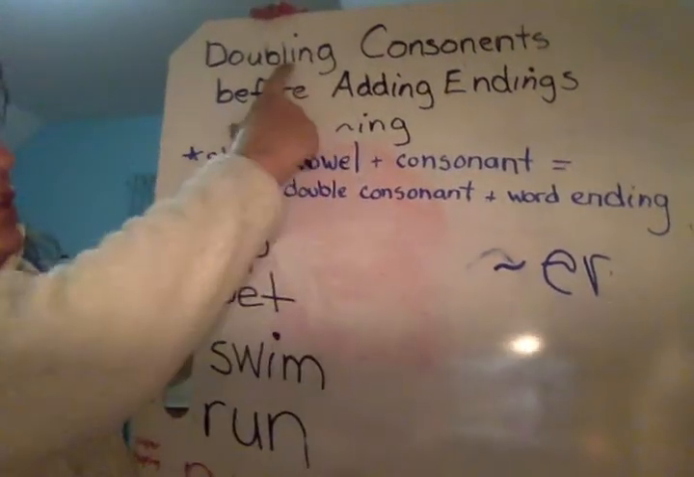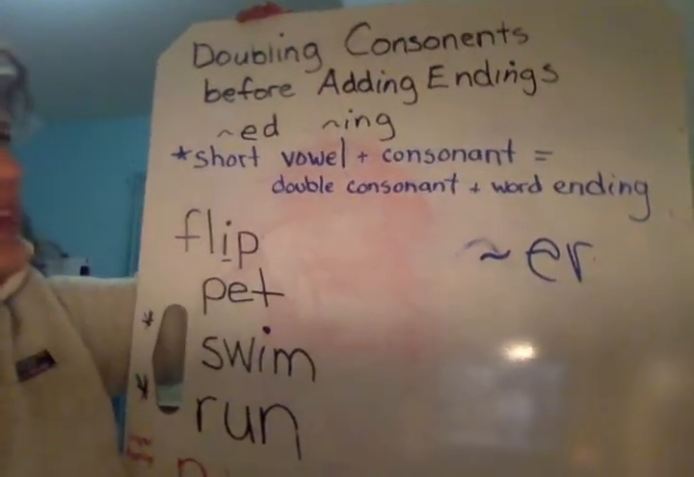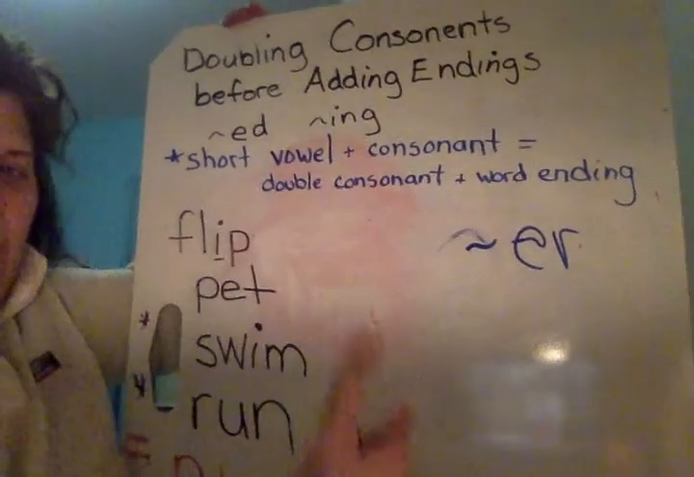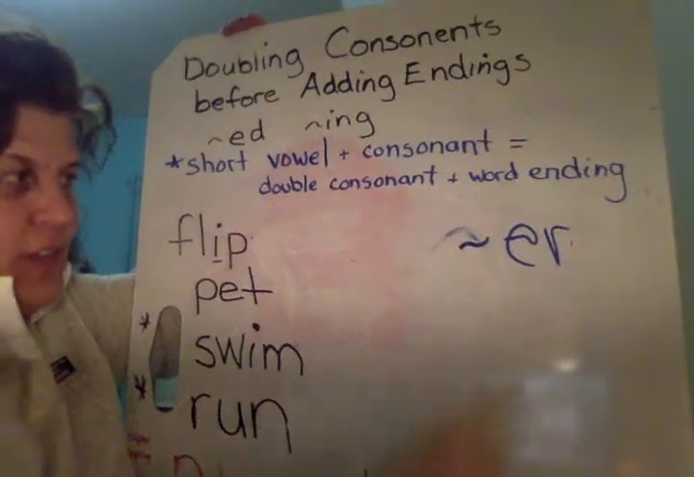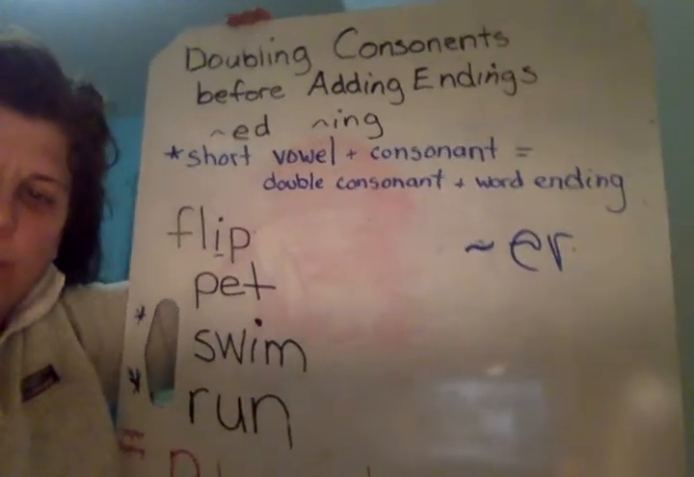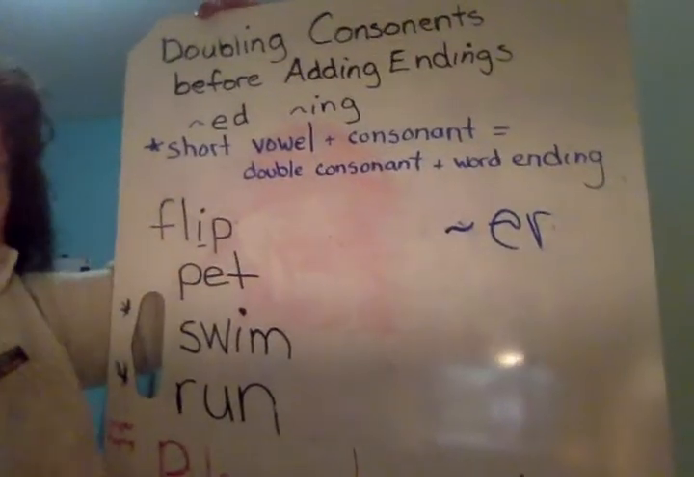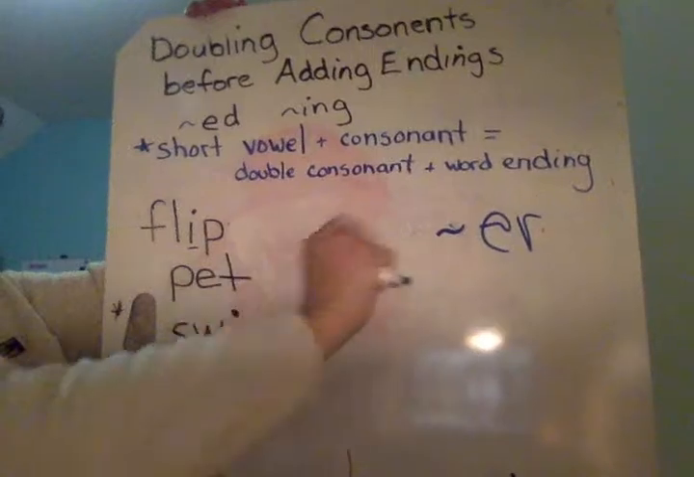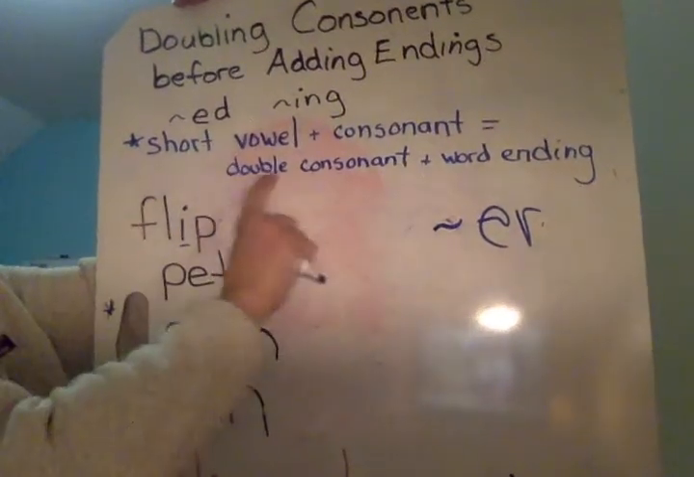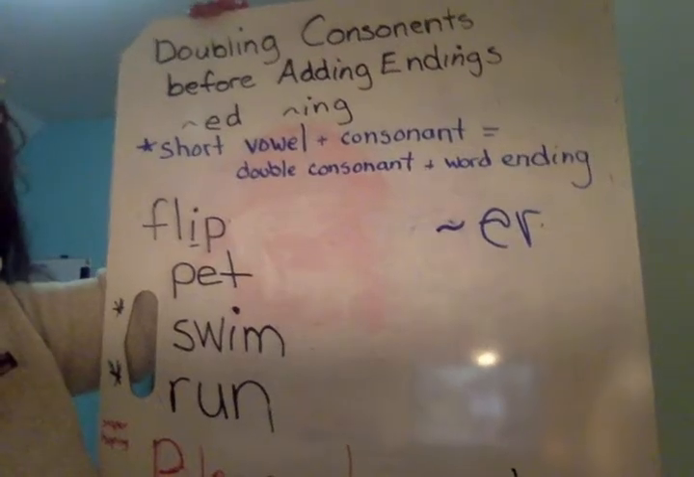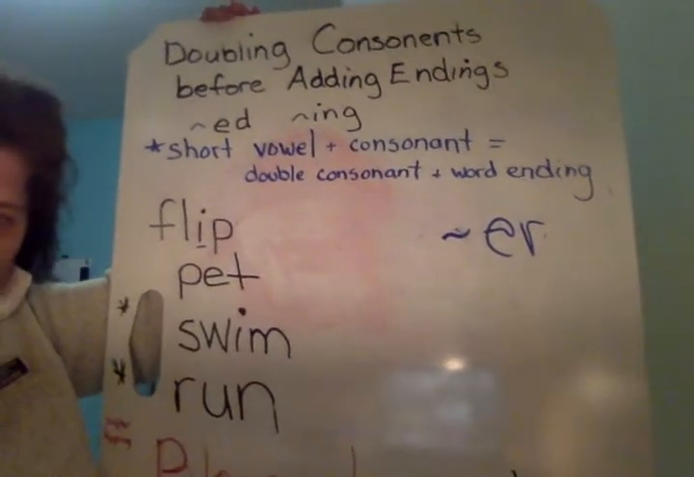So we talked about doubling the consonants before adding endings ed and ing, but we're going to add one more to the tail end of a word, and we're going to add the word ending er as well. So let me show you how that works. Short vowel plus a consonant is going to mean double the consonant and then add your word ending. Now let's practice that with these words that I have all ready for you.